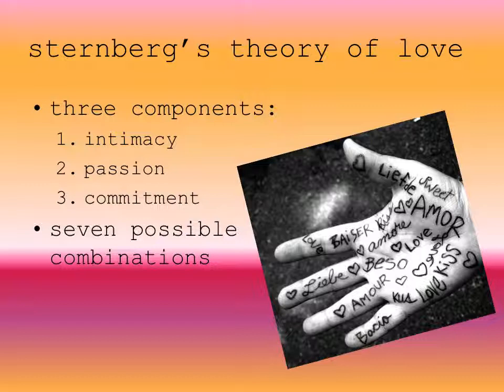One of the most popular theories about love is Sternberg's theory of love, which is in your textbook. And Sternberg basically proposed that there are 3 components or 3 domains to love. There's the intimacy domain, the passion domain, and the commitment. And that the ideal form of love would include all of these, but that realistically there are 7 possible combinations, and most of them are not the ideal form of love.